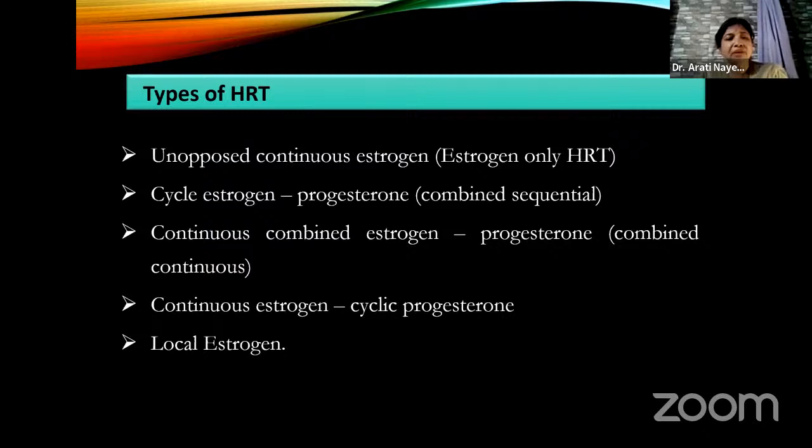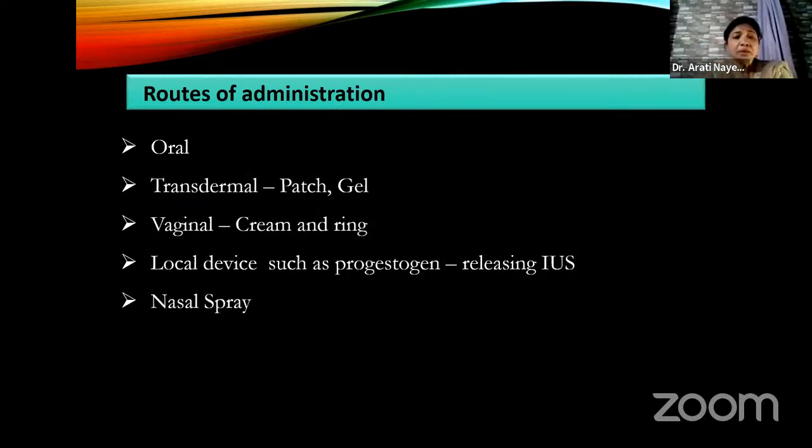What are the types of HRT? We can give unopposed continuous estrogen when the uterus is absent, and cyclical estrogen-progesterone therapy in perimenopausal women, where the woman is still menstruating or the last menstruation has occurred within 1 year. Continuous combined estrogen and progesterone is given in postmenopausal women, where the last menstruation has occurred beyond 1 year, and local estrogen when there is risk of thromboembolism, or when the woman is a smoker or alcoholic. The routes of administration we usually advise are oral, transdermal, vaginal, nasal spray, or a local device such as a progesterone intrauterine system.